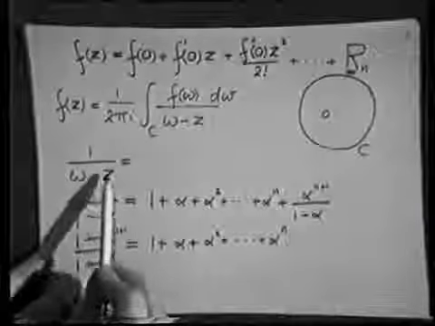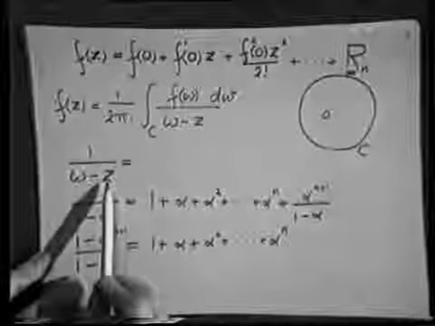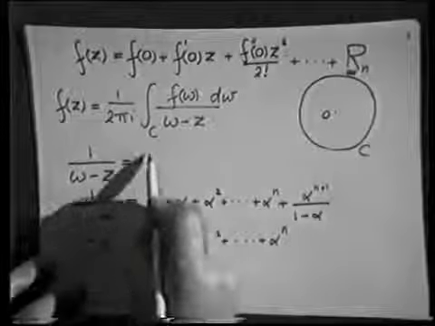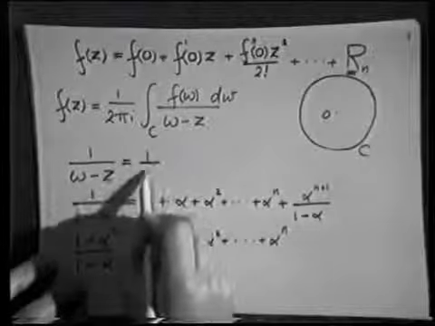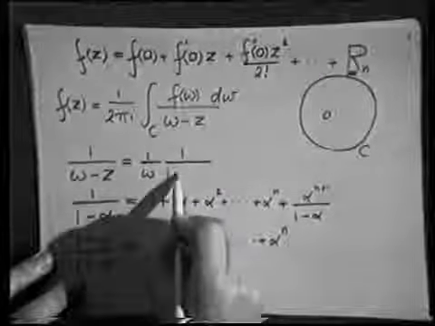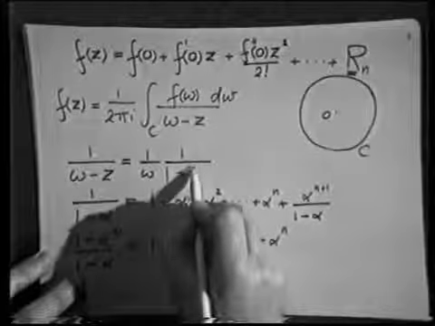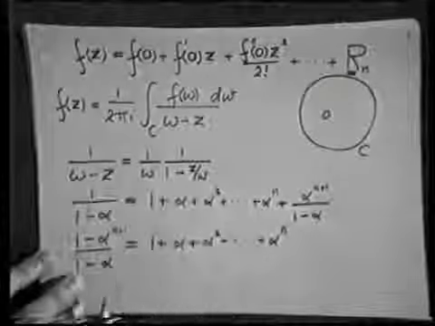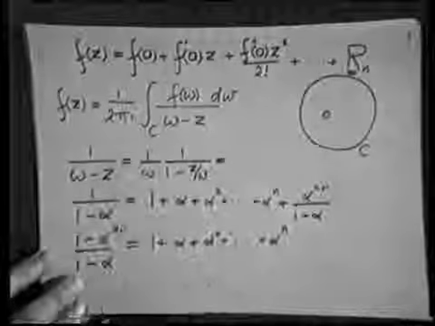Now, all you've got to do now is to manipulate this 1 over w minus z until it looks like a 1 over 1 minus alpha. Well, the obvious thing to do is to take out a 1 over w. So you don't really have a choice. You've virtually got to do that. So it's 1 over w times 1 over 1 minus z over w. And now we've got the sort of series we need.